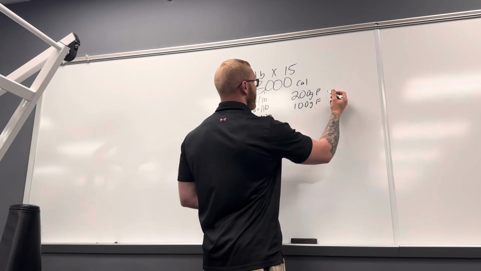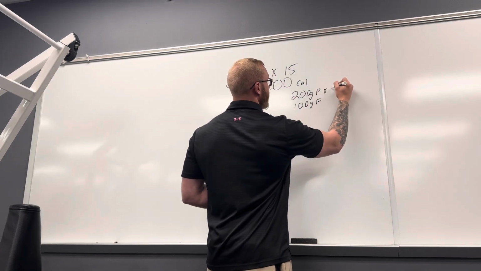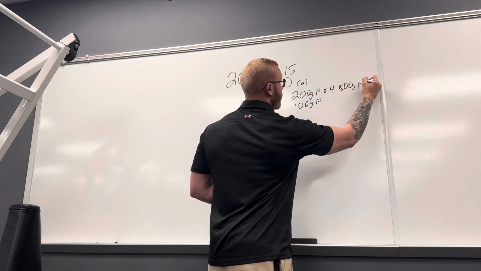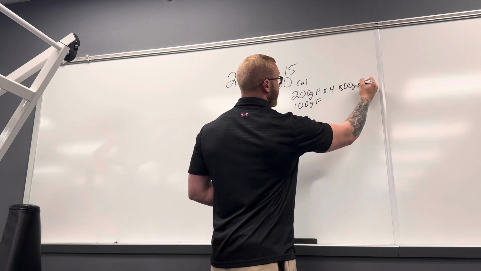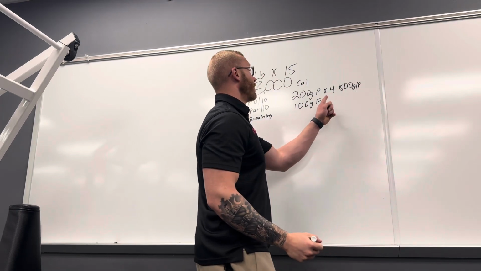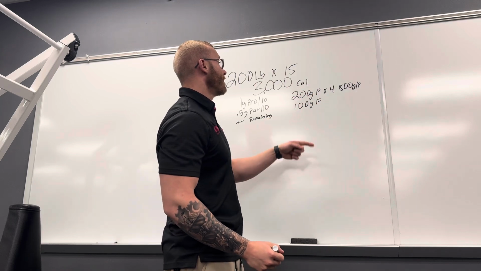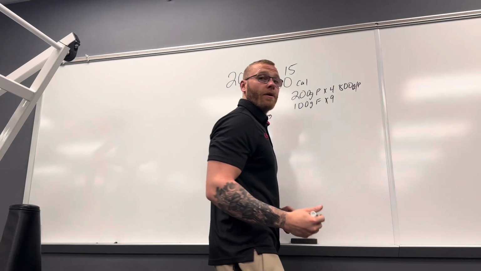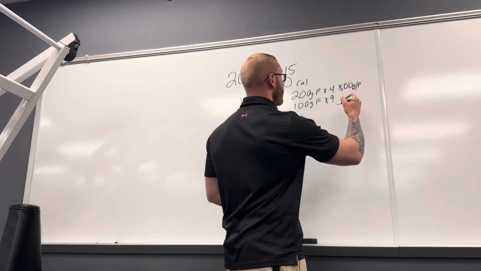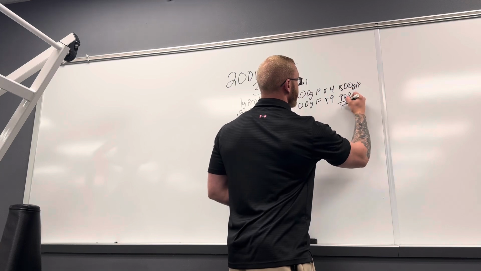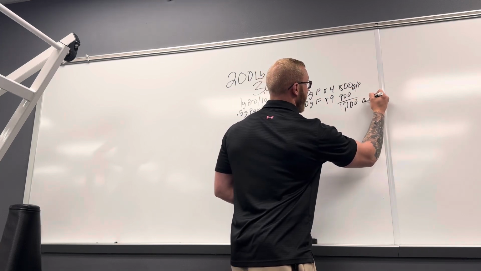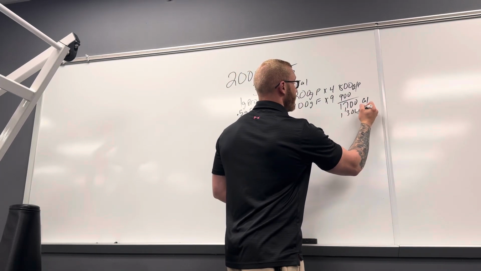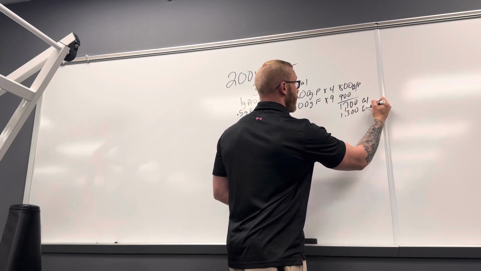So, for example, we'll take 200 times 4, which would give us 800 calories from protein, since there are 4 calories per gram of protein. For fat, there are 9 calories per gram of fat, so 9 times 100, so 900. That will give us 1,700 calories. So the remainder there is 1,300 that we need from carbs.